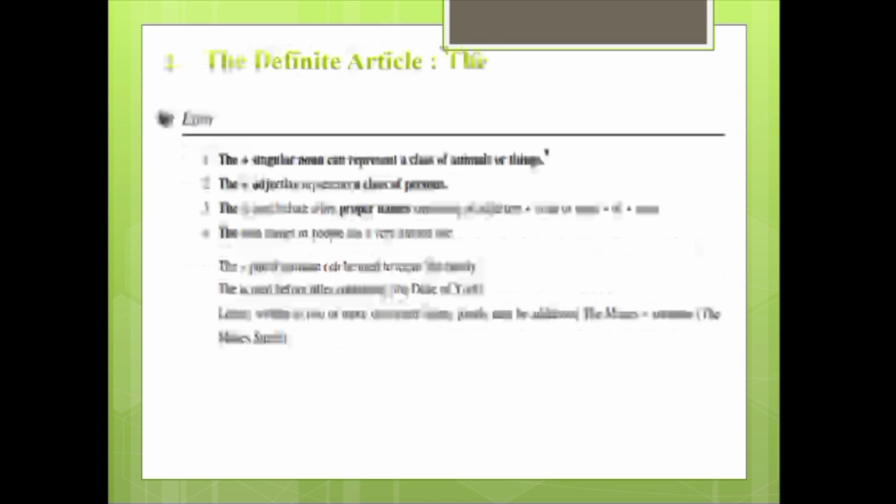The is used before titles containing the, such as the Duke of York. Letters written to two or more unmarried sisters jointly may be addressed the Misses plus surname, for instance, the Misses Smith.